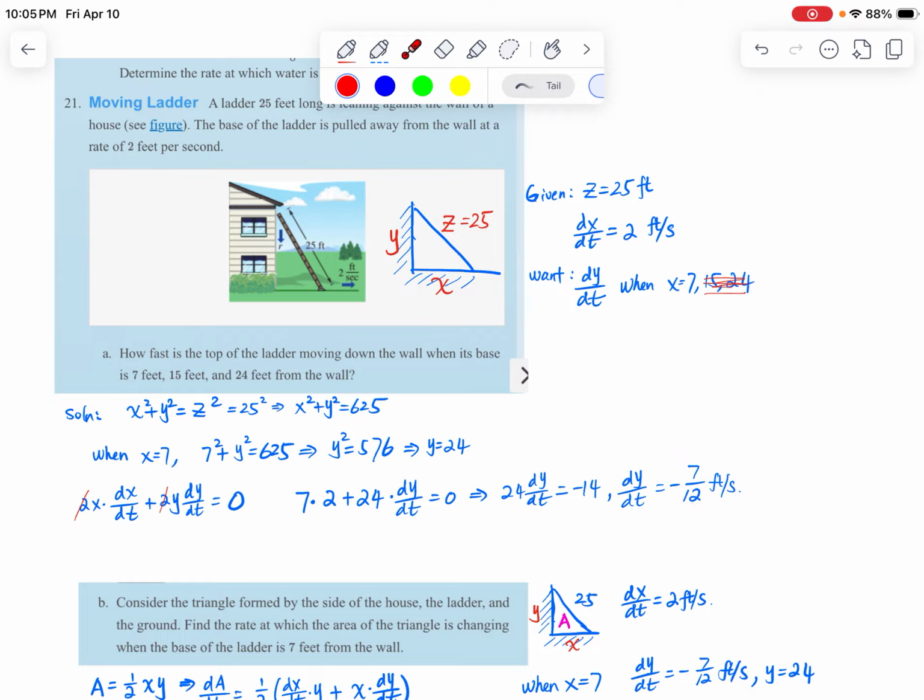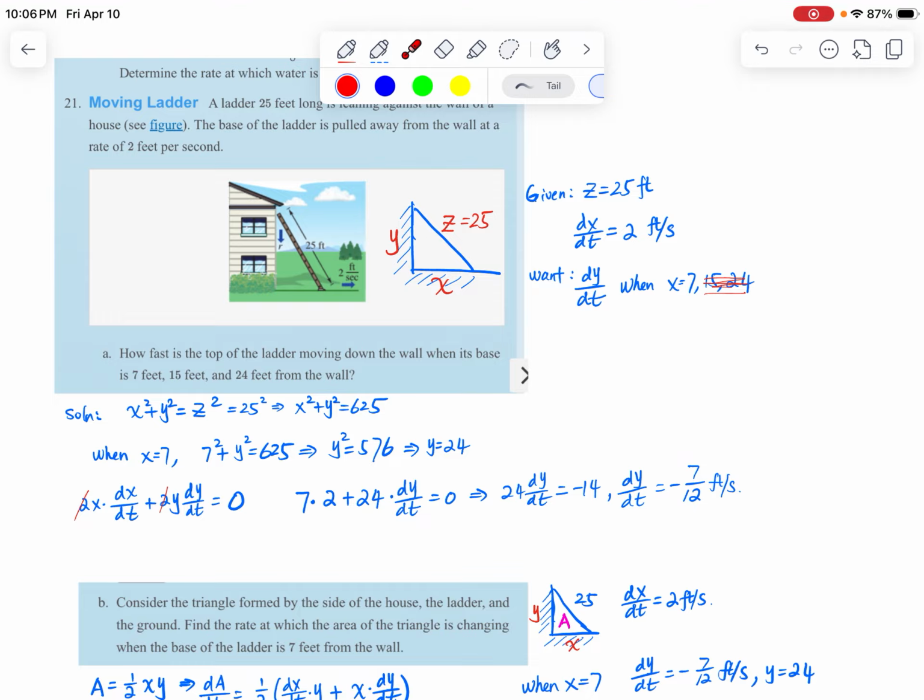So here's some hints. According to the Pythagorean theorem, x squared plus y squared is equal to z squared. And z is a constant which doesn't change. So I'm going to plug in 25 for z, so 25 squared. That means x squared plus y squared is equal to 625. Now, we have to come up with the dy/dt, right? So we have to differentiate this equation with respect to time t. X and y change depending on the time. So now we are going to differentiate it, okay?